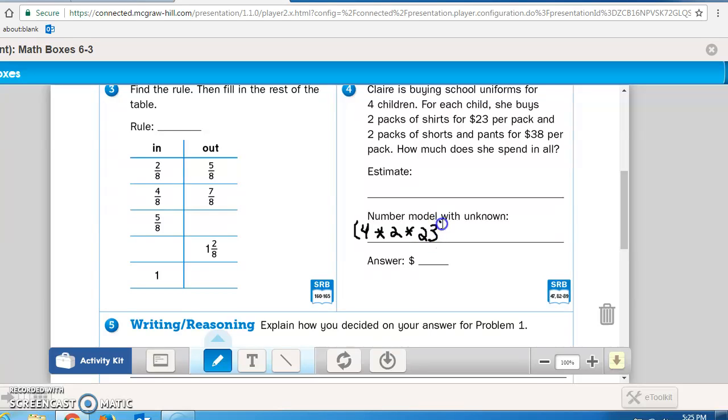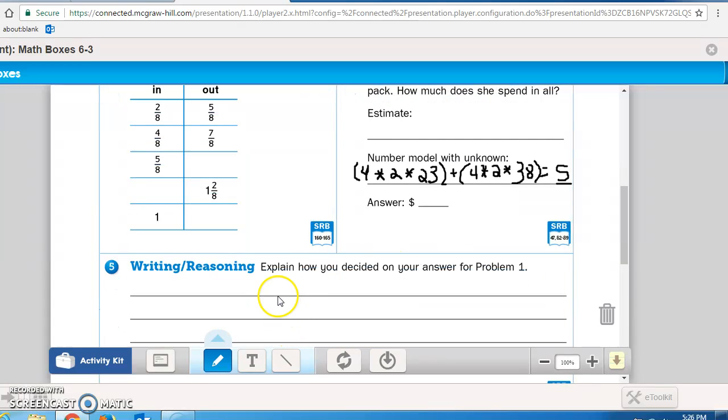And since I'm finding out what she spends in all, I know I'm going to be adding these 2 together. And again, I still have the same 4 children, but now they're getting 2 packs of shorts and pants for $38. And my unknown, I'm going to make S for how much she will spend. Don't forget, you need to do the estimate and then write the S answer down here.